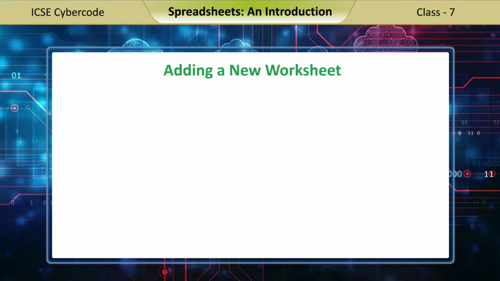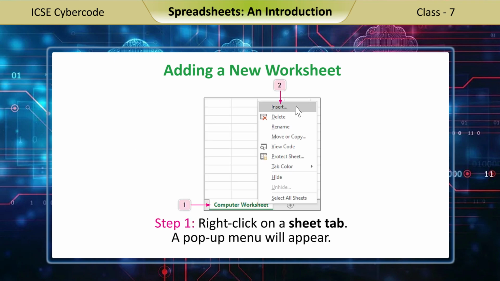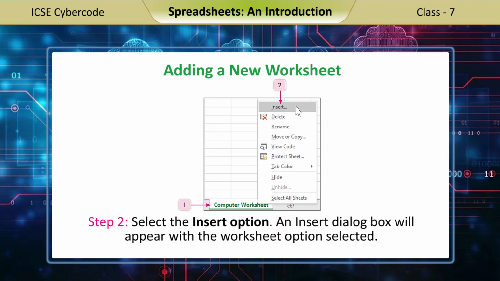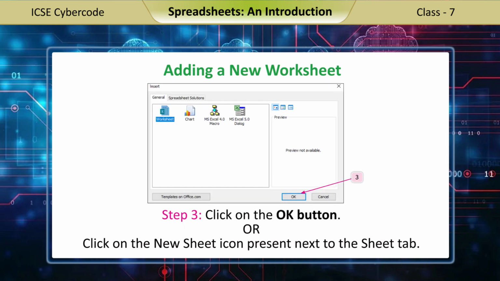Adding a new worksheet. Follow these steps to add a new worksheet. Step 1. Right-click on a sheet tab. A pop-up menu will appear. Step 2. Select the Insert option. An Insert dialog box will appear with the worksheet option selected. Step 3. Click on the OK button. Or click on the new sheet icon present next to the sheet tab.